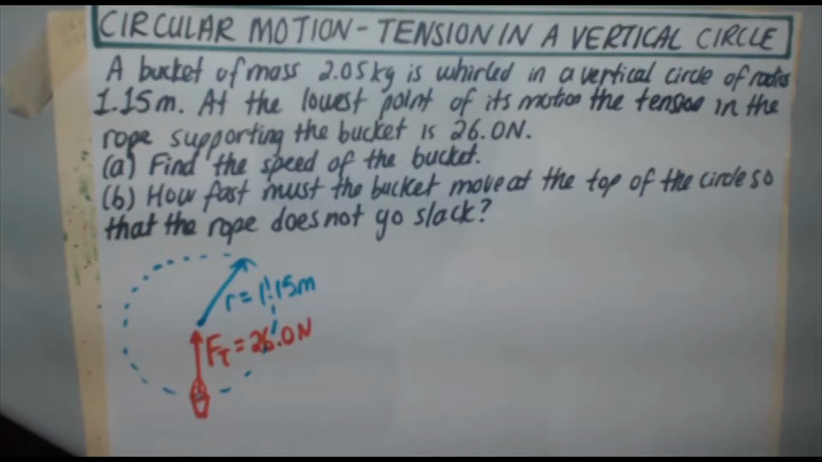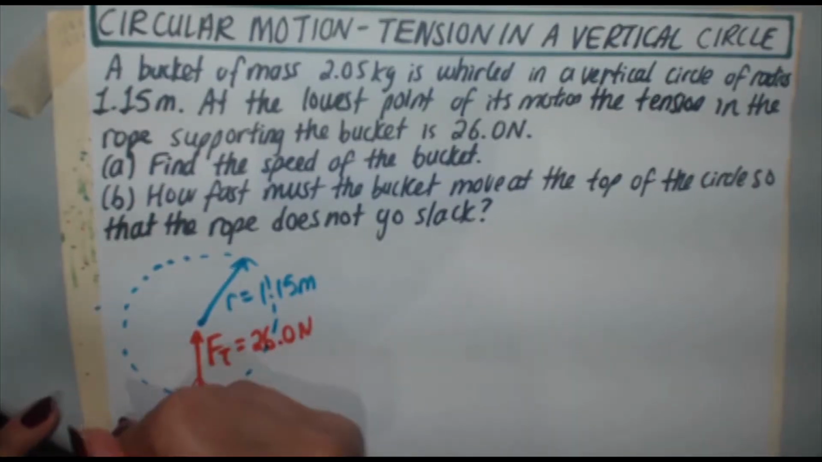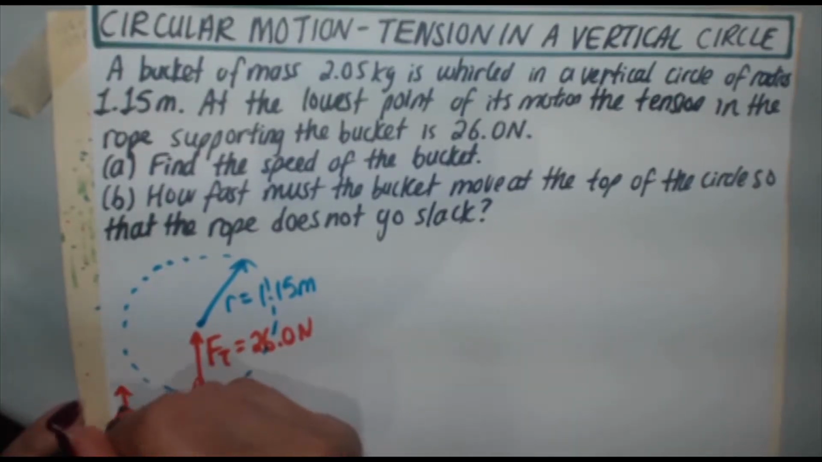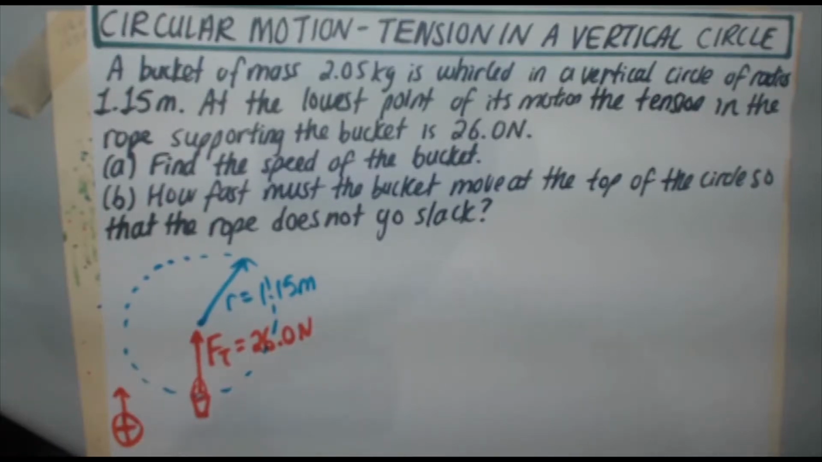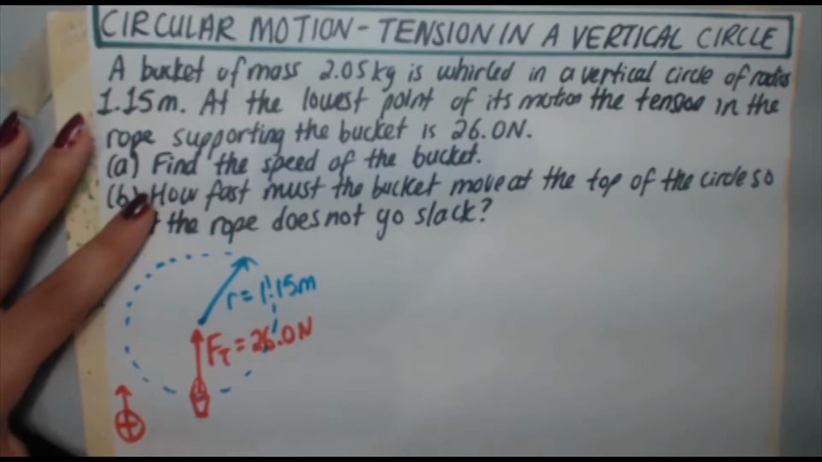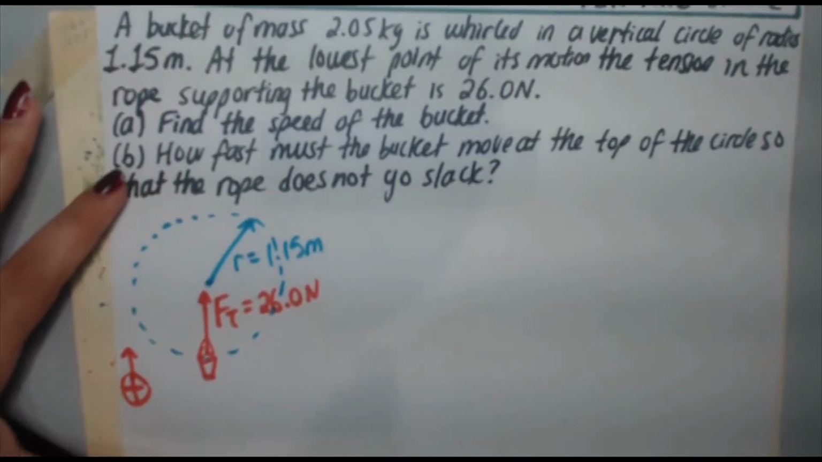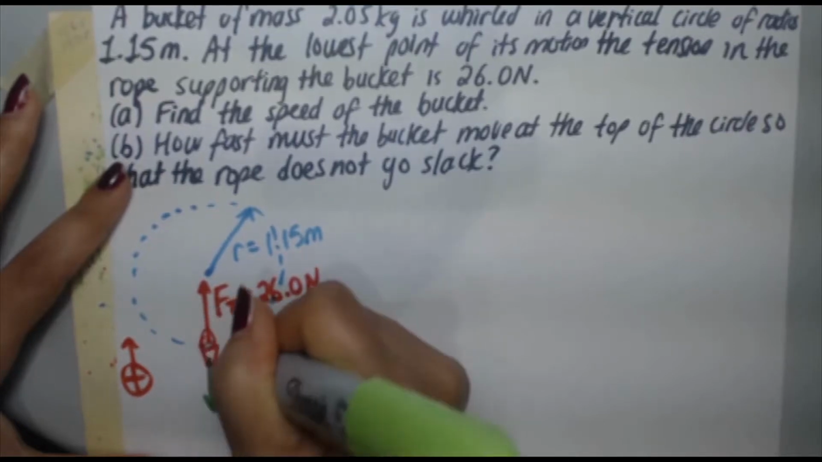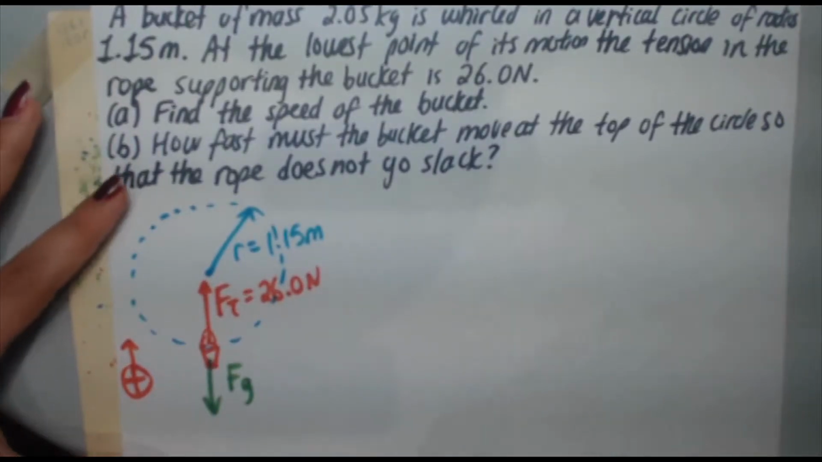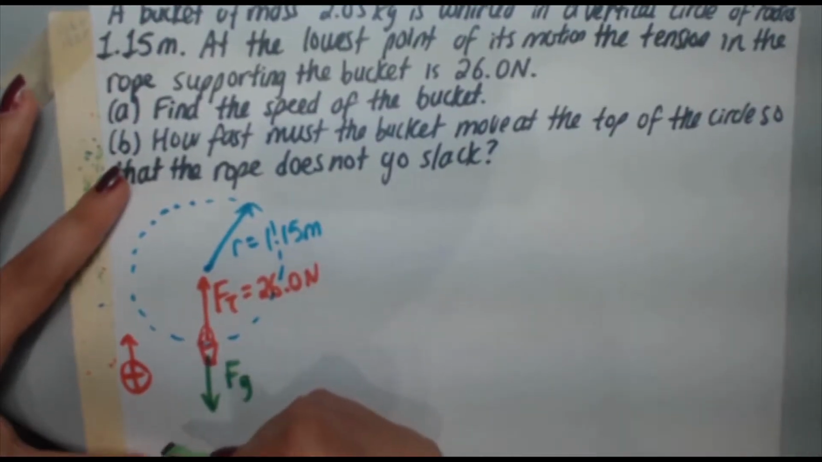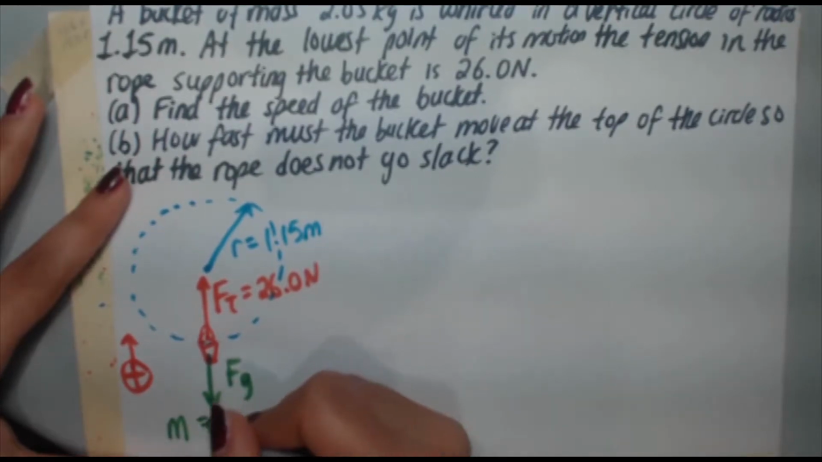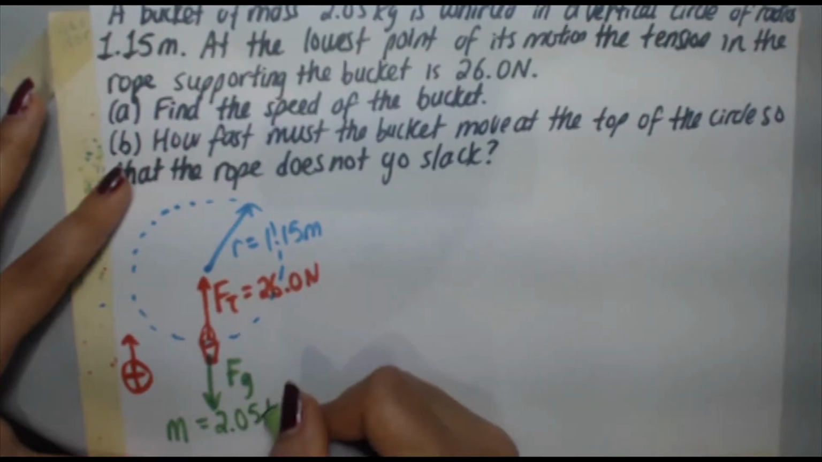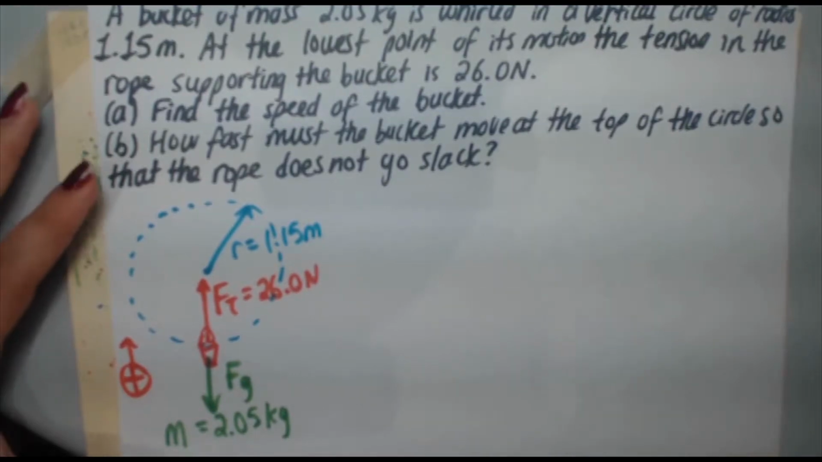Now, as a direct result of this, I'm going to let up be the positive direction. We're only going to deal with vertical forces here. So I'm going to just let up be positive. So the other force we're dealing with in this problem is gravity. And gravity is, of course, going straight down towards the center of the earth. So there's that. Now, in order to help us calculate gravity, we're given the mass of the bucket, which is 2.05 kilograms.